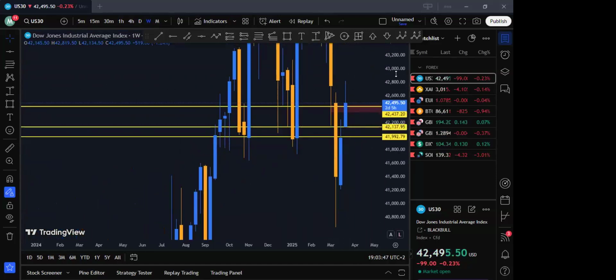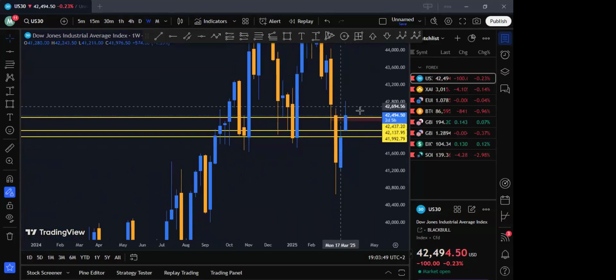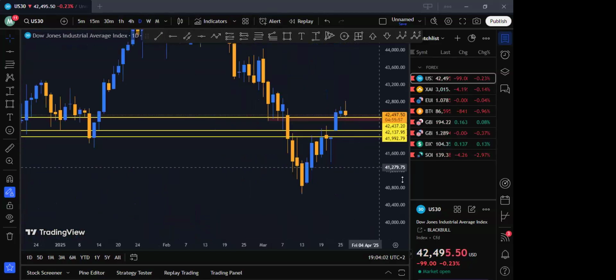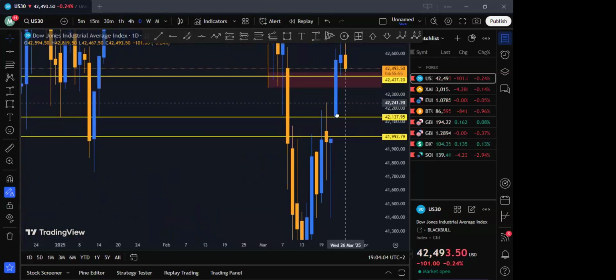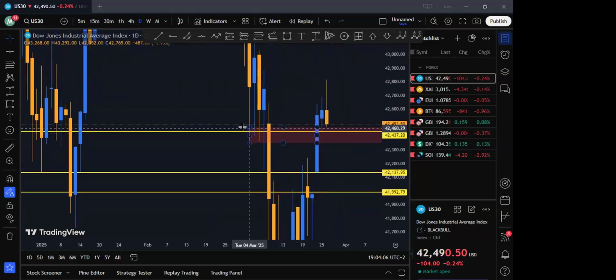Now it started to revert, to reject from this area. As you can see, here it had a small gap, and it even closed it on the weekly. So what I'm going to wait for now, more than the buys, is taking a sell. But I will wait, look at this whole big area.